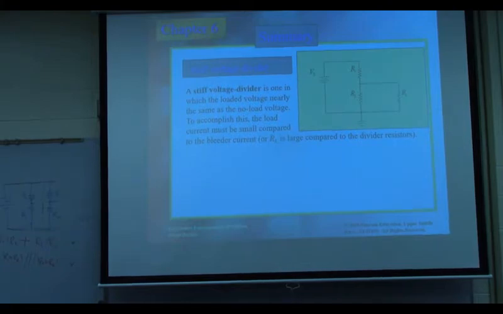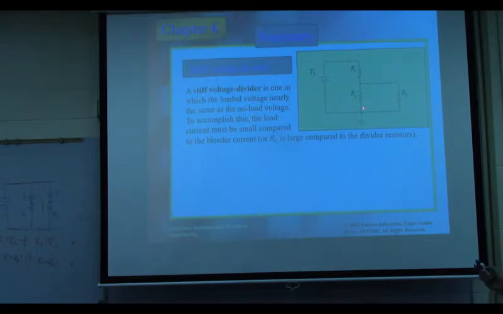Right? Now, we connect the load. This value will be smaller than 5. Suppose it is very close to 5, although still smaller than 5, then we call this a stiff voltage divider. If you connect this and the voltage reduces to very small, for example 4, 3, or even smaller, then that is not stiff. Stiff means the voltage almost does not change. Does it make sense? Yes, sir.